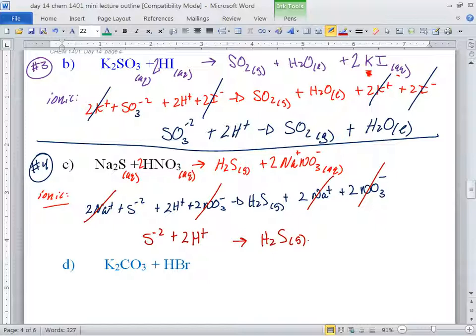How's it going, Mia? Put a 2 right here. No, K is a plus, Br is a minus. That's KBr. Oh, okay. So if you need 2 Ks, you have to put a 2 out front. Why did we write the 2 first?